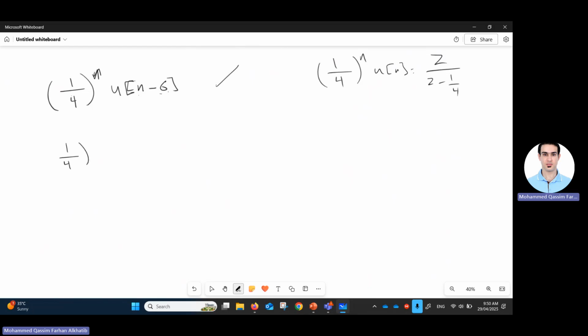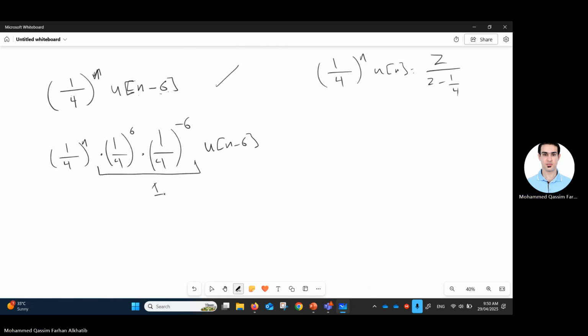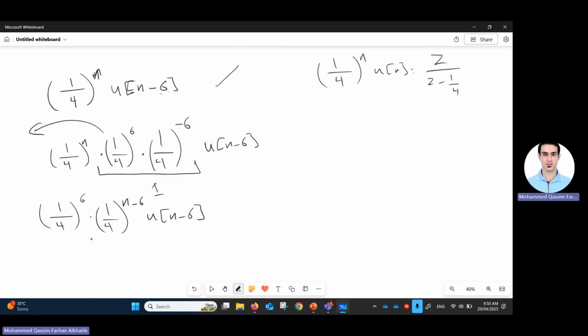1 over 4 to the power n times 1 over 4 to the power 6 times 1 over 4 to the power negative 6, then u of n minus 6. Now, why did I make this move? If you look at this one, what is the value? It's 1, as if you're multiplying by 1. It's 1 over 4 to the power 0. Now, what I will do, I'll take this one outside. So I have 1 over 4 to the power 6 out, times 1 over 4 to the power n minus 6 u of n minus 6. Right?